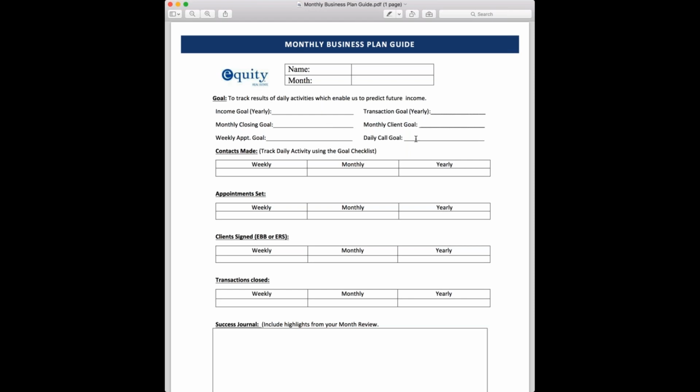So in order to set 2 appointments a week, I'm going to need to make daily calls of, let's say, about 20 calls a day. So if I'm making 20 calls a day to my sphere of influence, to for sale by owners, maybe I'm walking my farm neighborhood and they're not actual calls, but door knocking or contacts at doors. If I'm doing my 20 calls a day, then that should give me the results I want.